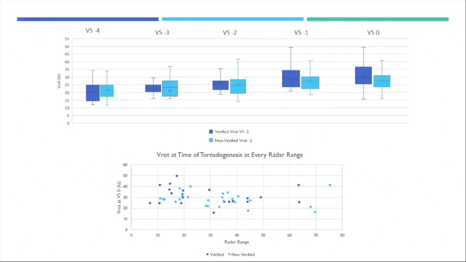So starting with the rotational velocity, whether it was verified or not, it did increase significantly over volume scans, reaching its max value at volume scan 0. And it's important to note that after volume scan 0, the frequency of cells that had couplets started to decrease significantly. So those later scans were not shown in the study. And there's also no obvious trend in the radar range because there's just not a large enough sample size greater than 70 or 40 nautical miles. So the sample size is too small to make a definite conclusion on that.